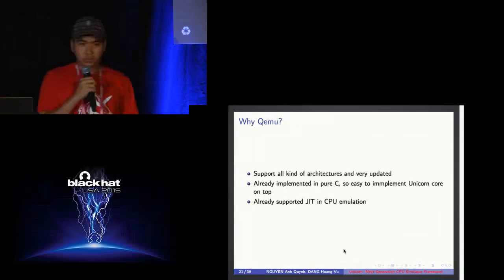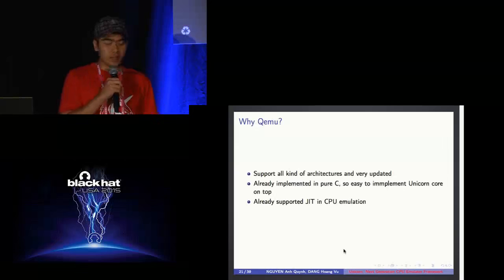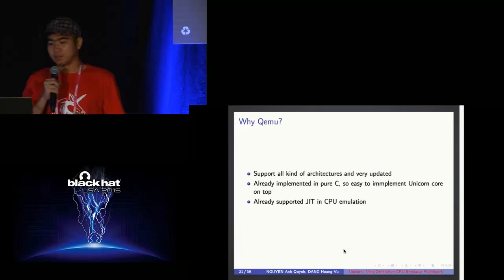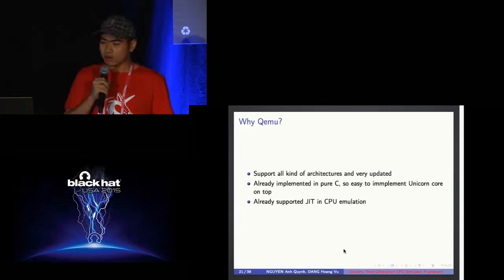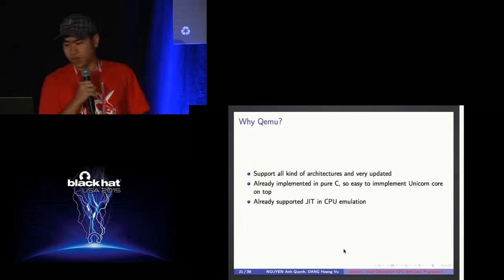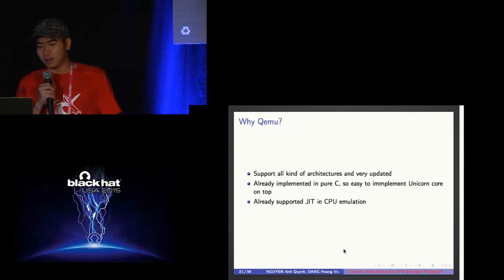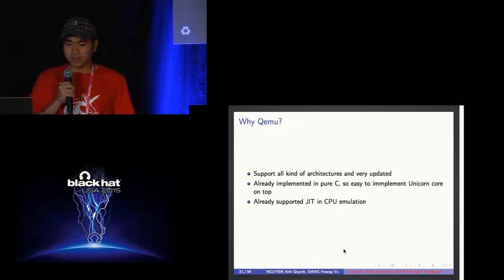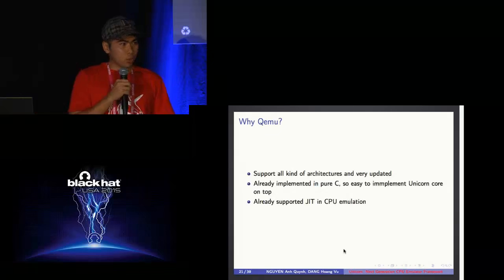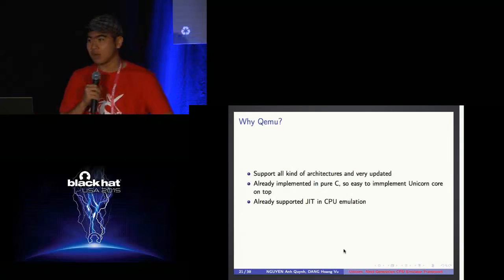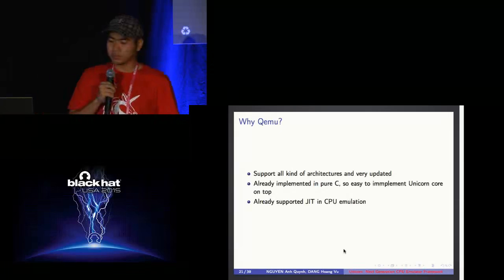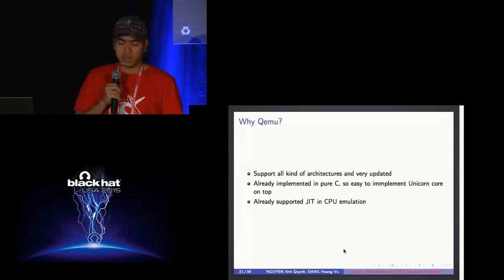So why did we choose QEMU, which seems to be overkill? We see that this is the only tool that has all the features that we need. It supports all the architectures and is very updated. It's already in C, so writing Unicorn on top of it is okay. It has a JIT in the CPU emulator, so it's quite fast. It also has optimization on top of the JIT, so we can make use of them as our feature as well.